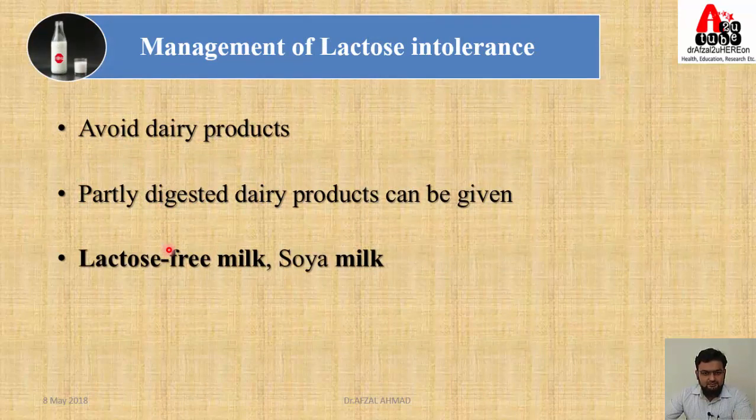Now how will we manage lactose intolerance? We can manage by avoiding dairy products. We will not give dairy products which contain high concentration of lactose. We will give only those dairy products which have very little lactose, or lactose-free milk, which is now commercially available. We can give soya milk to the infant or to the adult who is suffering from lactose intolerance. So this is how we can manage lactose intolerance.